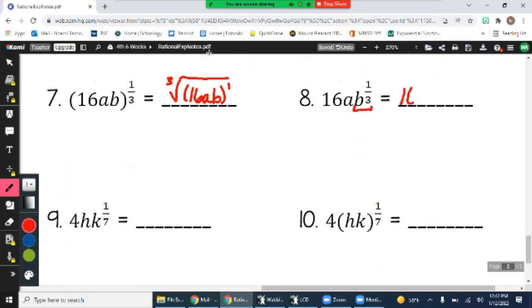16A. 16 and A. By this example, I always have one student or two students ask, so does that mean that all letters go under the radical? Not true. What goes under the radical is what that exponent is applied to, and that was only B. B to the power of 1, index of 3.